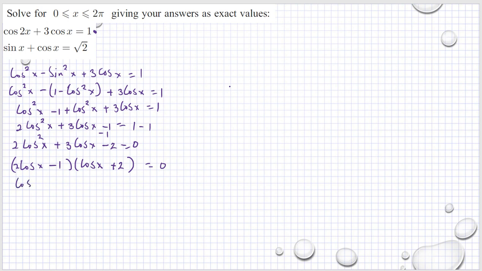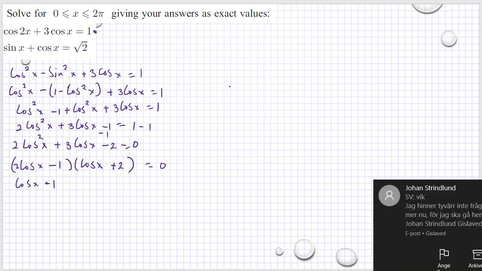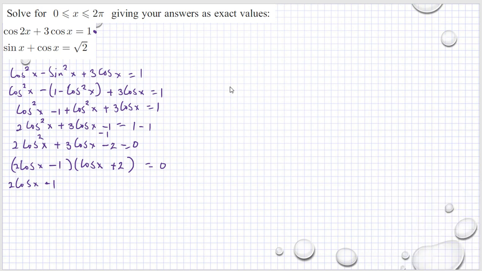So we have cosine x minus 1 and 2 cosine x plus 2 is equal to 0. So we have cosine x is equal to 1, so we have cosine x is equal to 1/2. And we know that we have 1 there, 2 there, and square root of 3 there. So we have 60 degrees, or pi over 3.